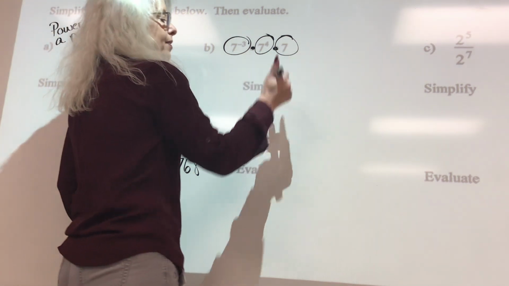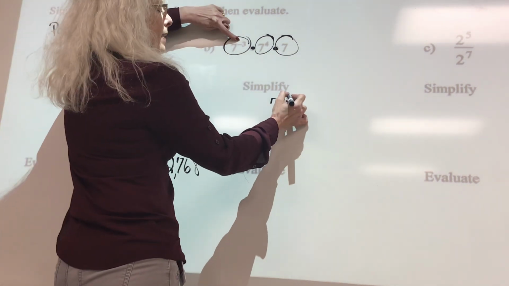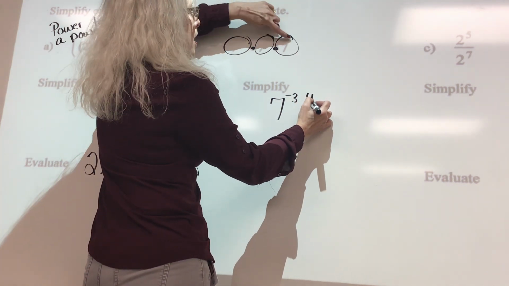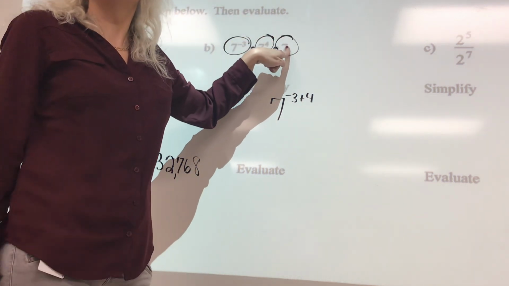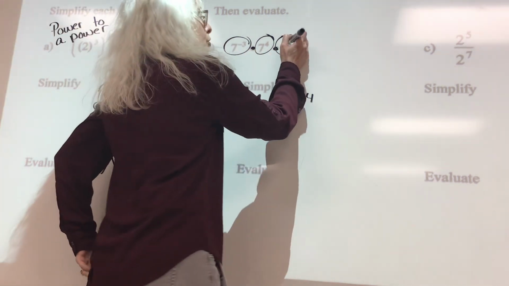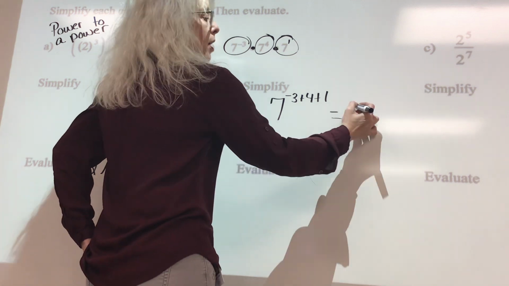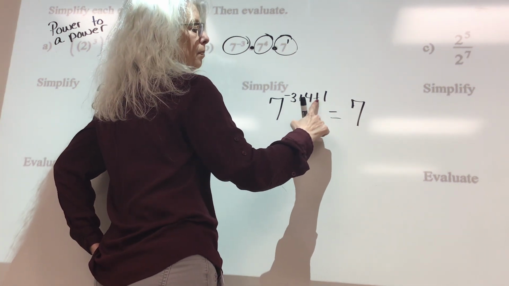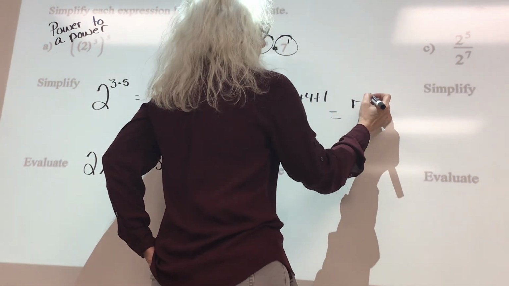So since these all have the same base, I'm going to write my base number down, write down my first exponent, my second exponent. I don't have an exponent. 1. Put a 1 there. Good job. And then I'm going to do plus 1. So keep my base. Negative 3 plus 4 plus 1 is positive 2, right? Positive 2.